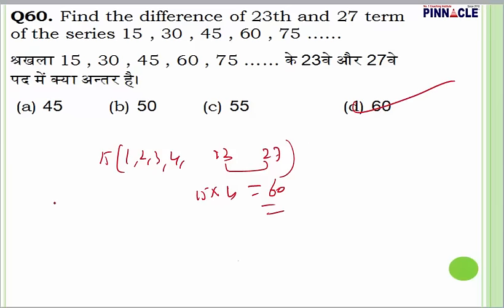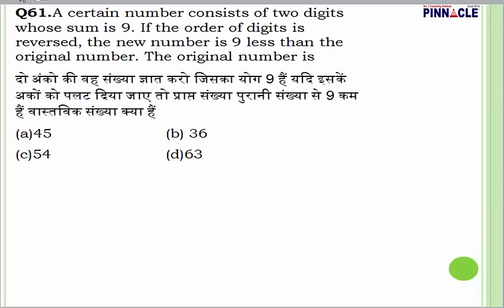Next question, question number 61. A certain number consists of two digits whose sum is 9. If the order of the digits is reversed, the new number is 9 less than the original number. Original number would be how much? So this is also a very famous question of each and every kind of exam. Here the sum is 9. See, in the options all have sum 9.